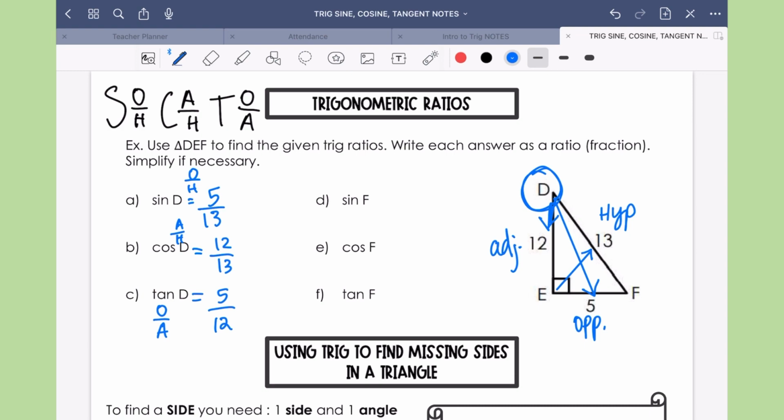I want you to pause the video and try to do these: sine of F, cosine of F, tangent of F. Pause the video and try to do it. Come back and check your work, okay?